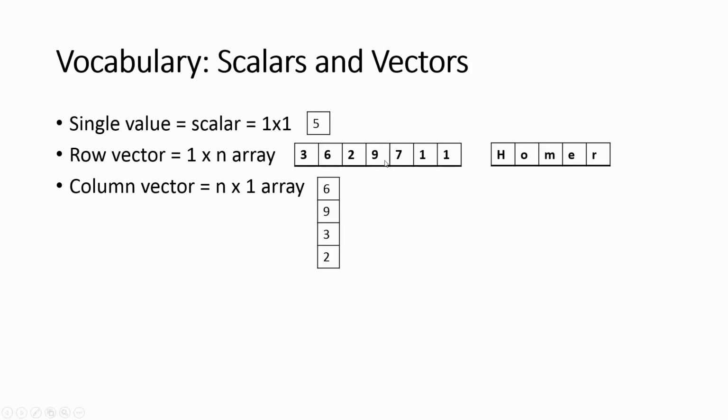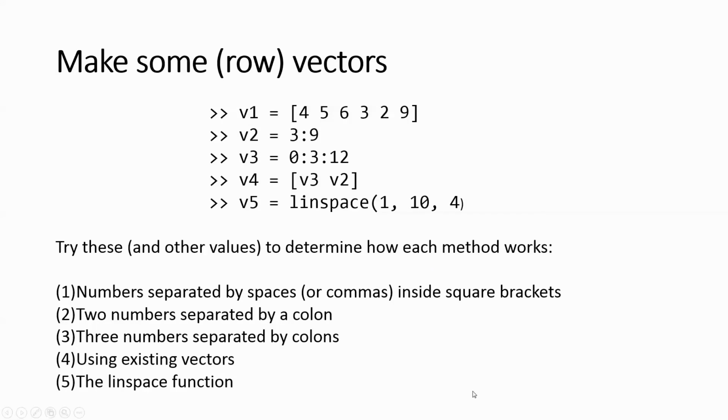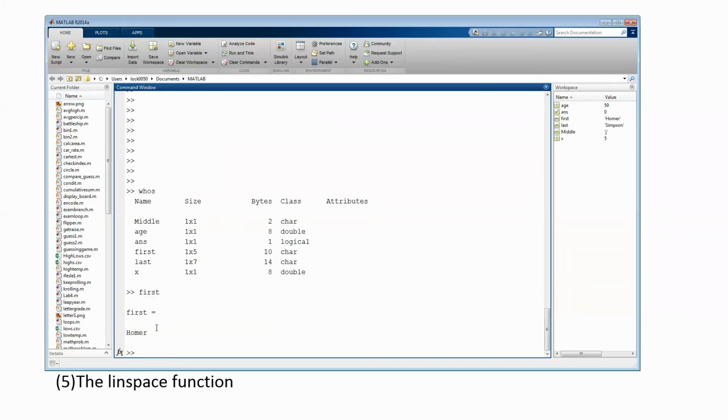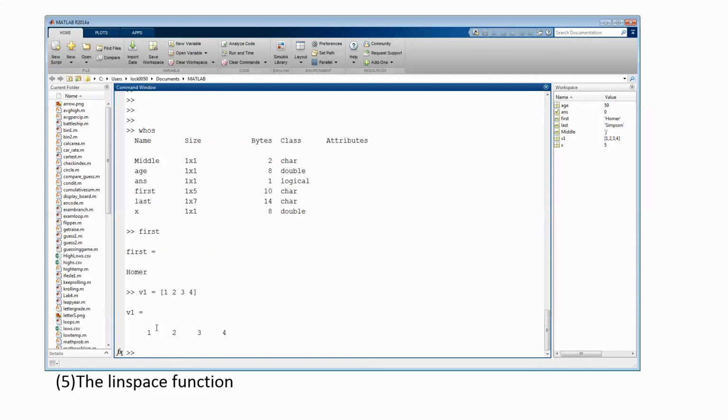You can see that we can have different types in our vectors. Here's an example of a row vector of numbers, and we've already seen examples of row vectors that contain characters. There are lots of different ways to create row vectors, and I'll show you some of these in MATLAB. So we can list out the values that we want to have inside our vector. We list them inside square brackets, and we can separate them either with spaces or with commas. Either one will work. We can also use a colon notation.